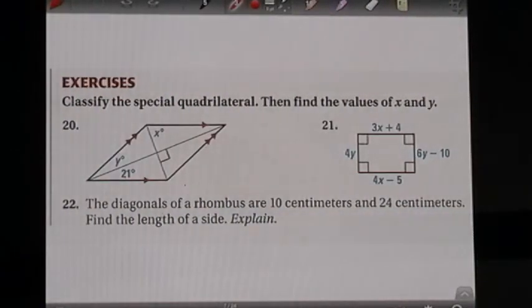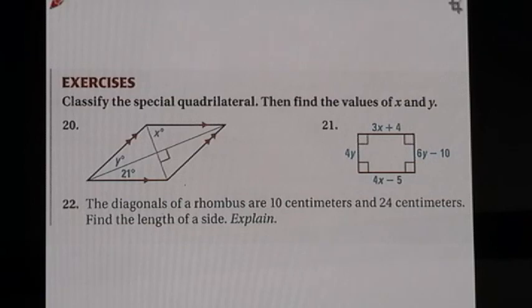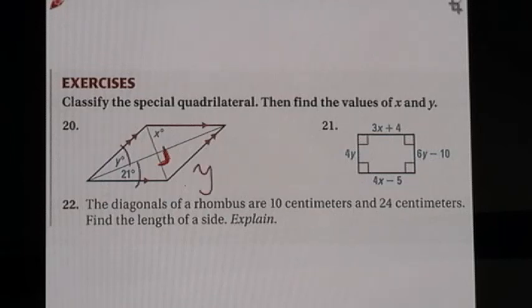All right, classify the special quadrilateral. Now you're looking at your theorem list because you have all the characteristics of quadrilaterals. Then find the values of x and y. Okay, this is a parallelogram. Oh, it's got this right angle. The diagonals cross at a right angle. That makes it a rhombus. And we know several things about rhombi. We know that it's a rhombus if the diagonals are perpendicular. We also know if its angles are bisected. So that means y is 21 degrees.